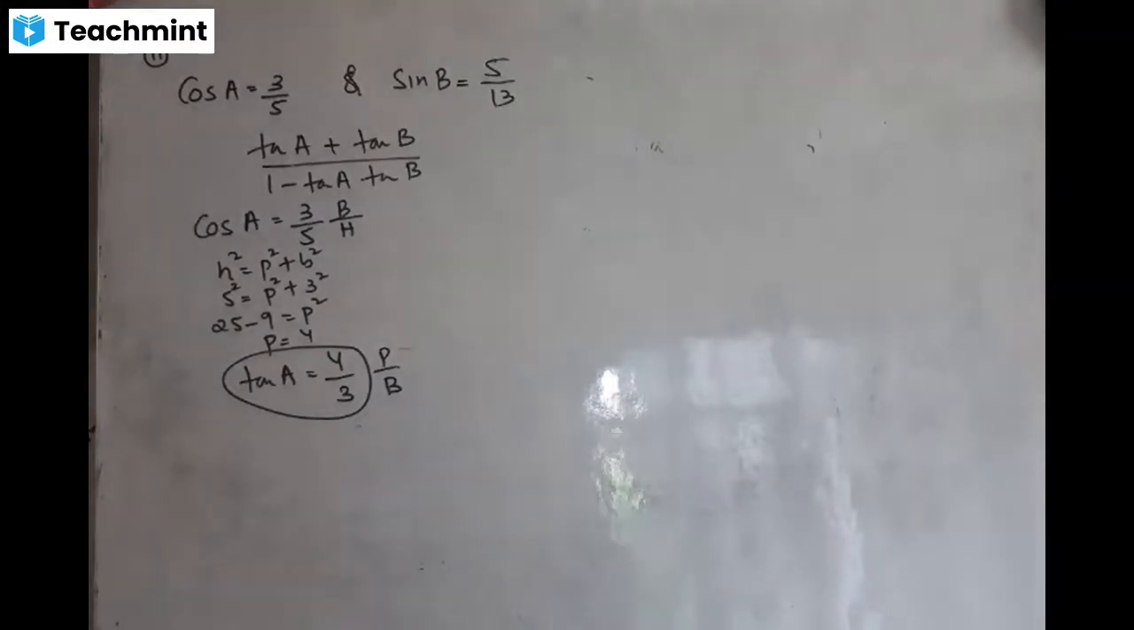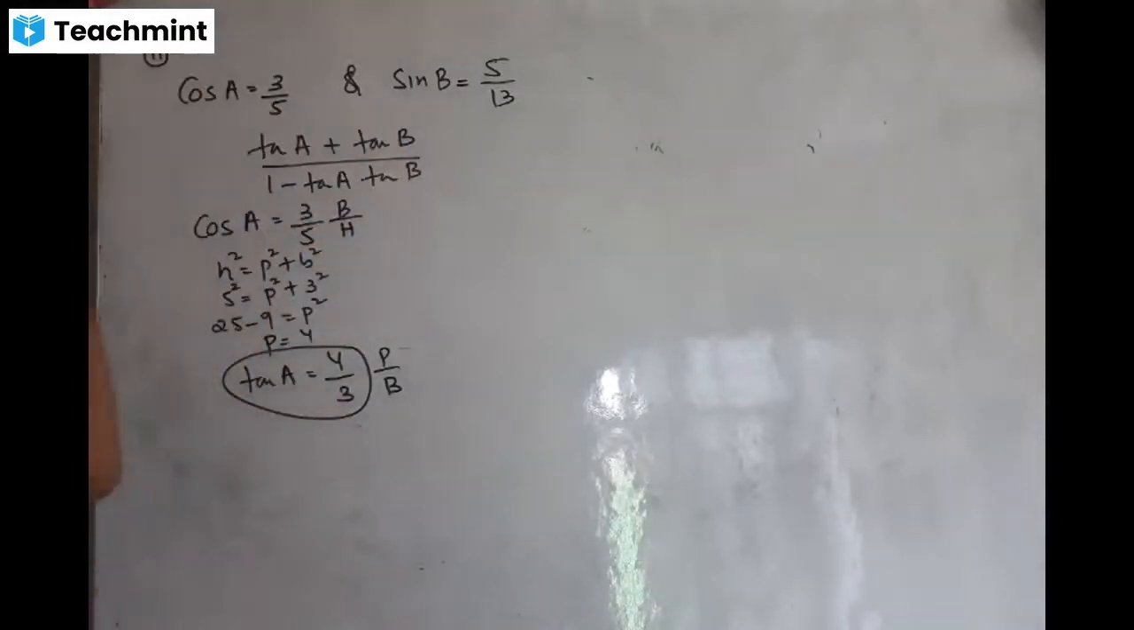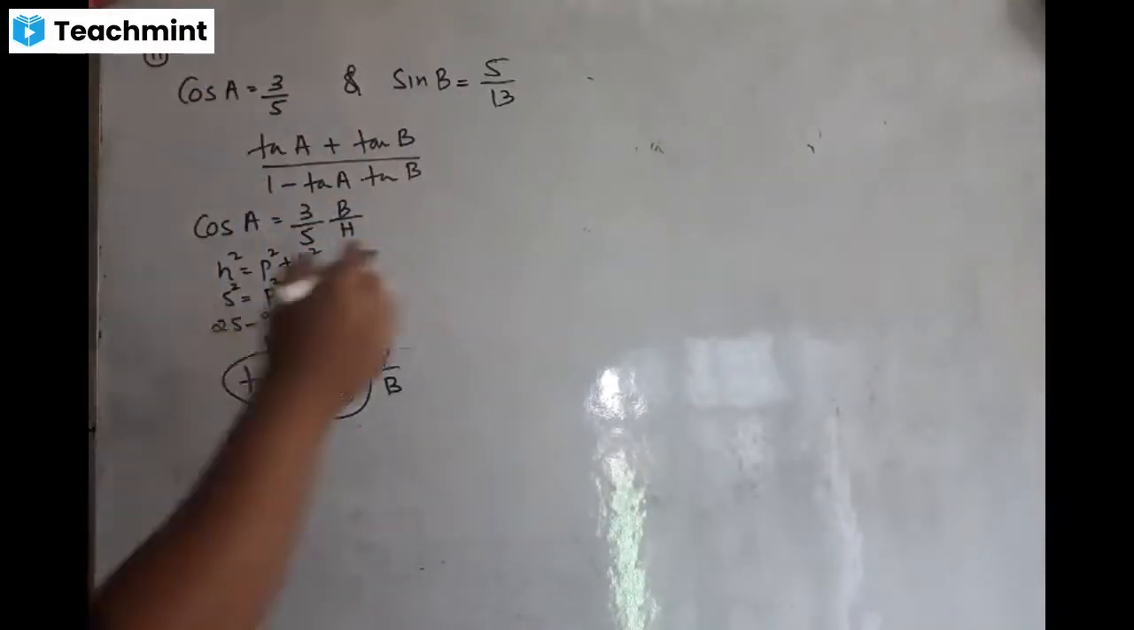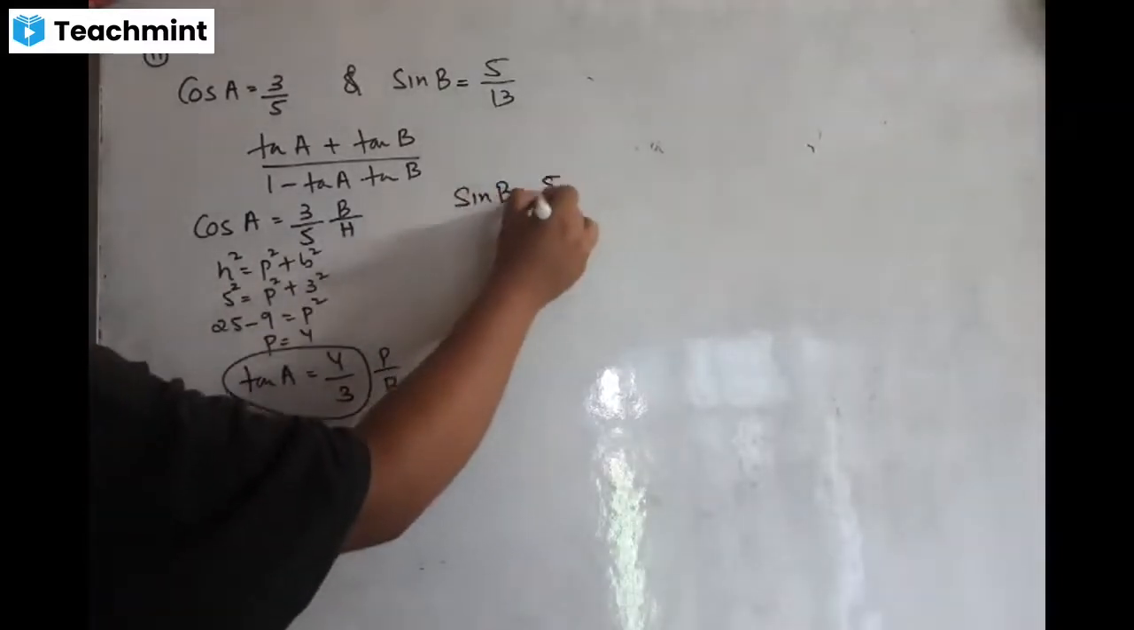So let us do this one more time. For A, you got the value of tan A. In a similar way, we have to find tan B. So please, what is the relation that is given? Sin B is given. Sin B is 5 by 13.